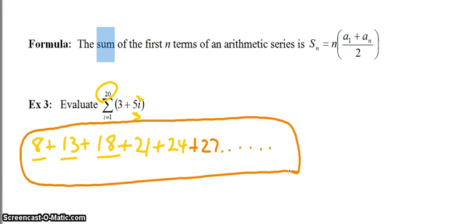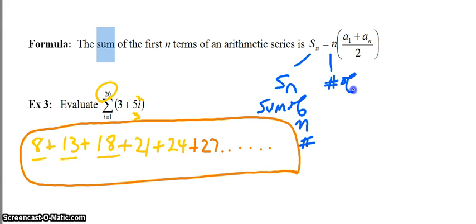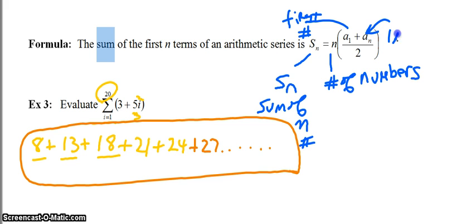So we have what's called an arithmetic series formula, and it simply goes like this. S sub n is the sum of n numbers. n is the number of numbers we're adding up. A sub 1 is the first number, and A sub n is what we call the last number, or rather, the first term and the last term. So let's see how we're going to use this formula.